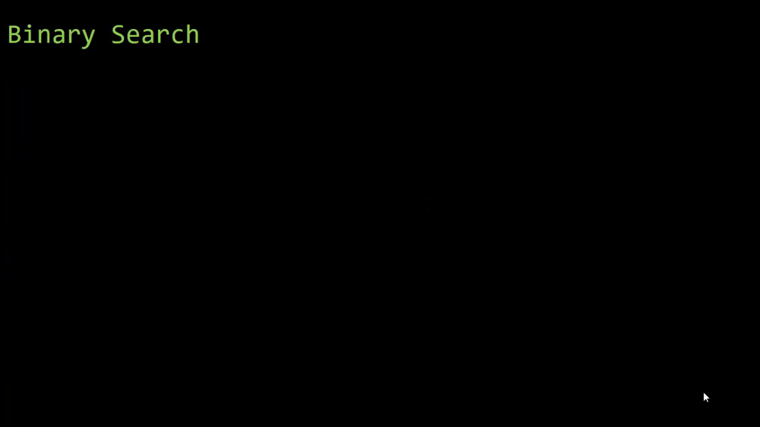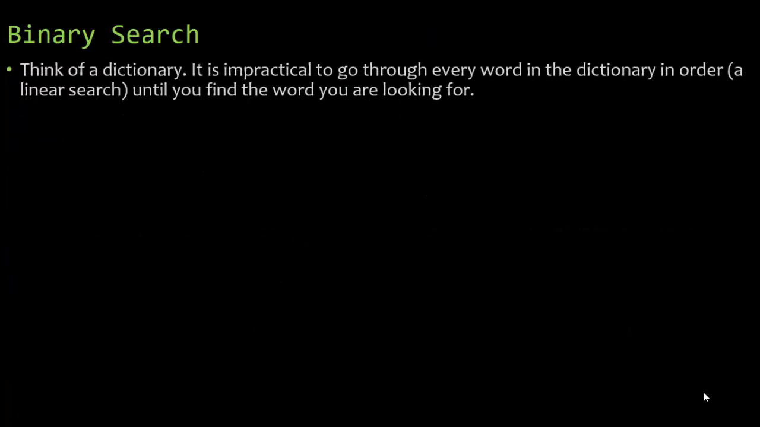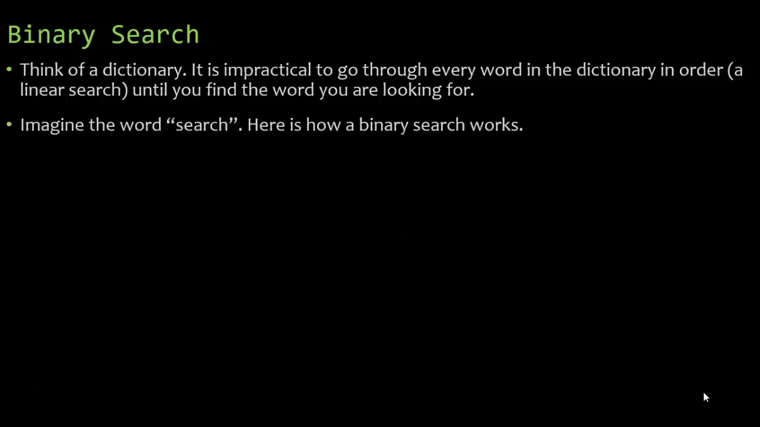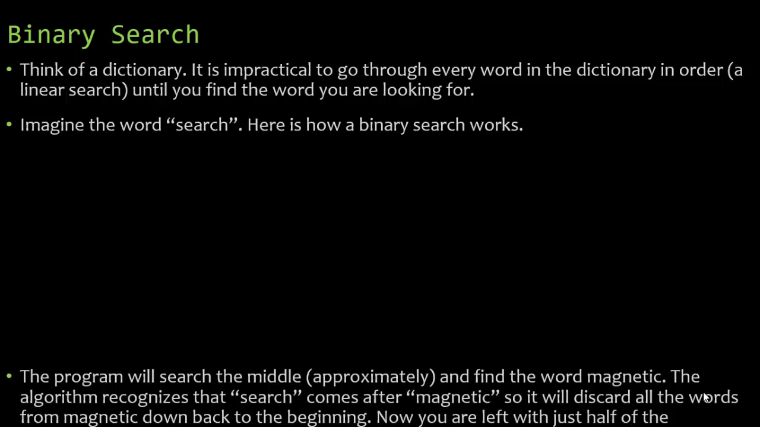So imagine we have a dictionary. It's impractical to go through every word in the dictionary in order, page by page, word by word, which is a linear search, until you find the word you're looking for. So imagine the word search. That's the word we're looking for. Here's how a binary search would work if we were going through the dictionary.